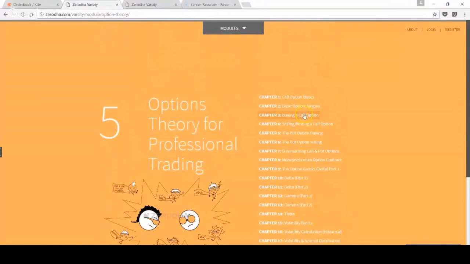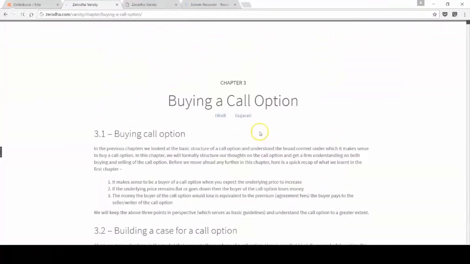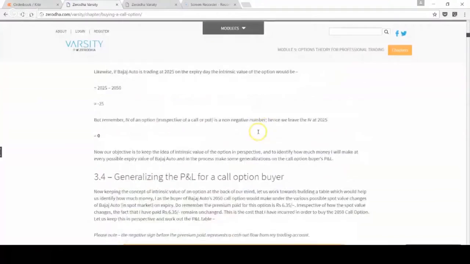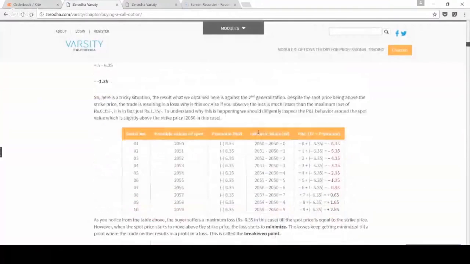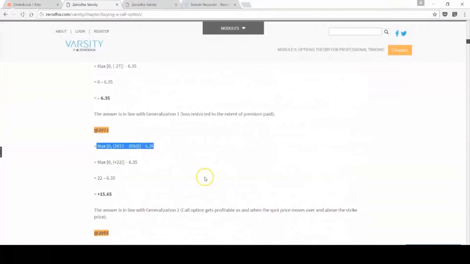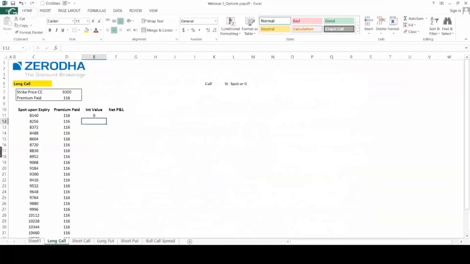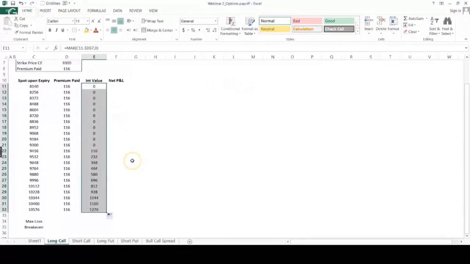So if you look at a call option there, I've explained the intrinsic value, what it is and how it needs to be calculated. So you have it all there, and I'm not going to explain that. So just remember, for a call option, the intrinsic value is the difference between the spot and the strike, or zero. Intrinsic value is what you will get for holding the option upon expiry. So let me drag this formula down and there you go.